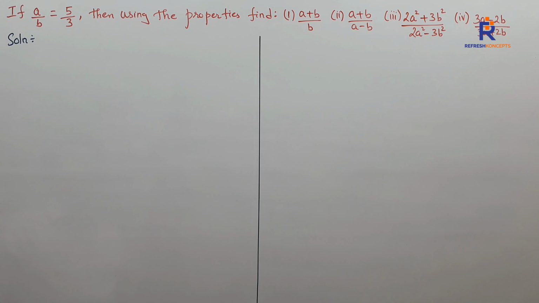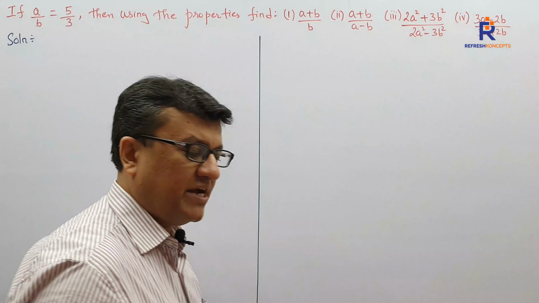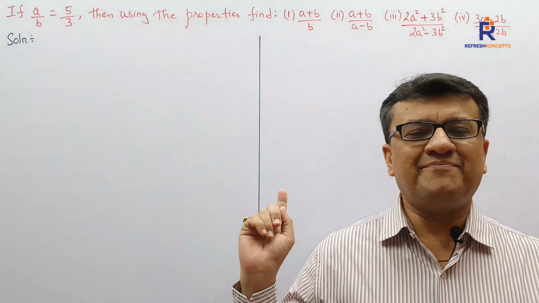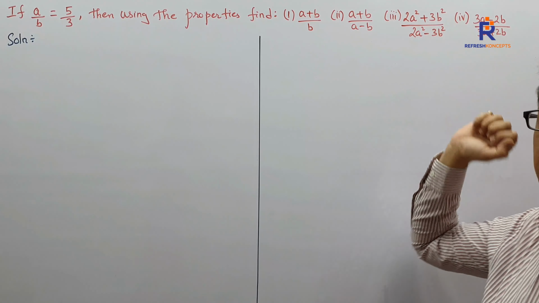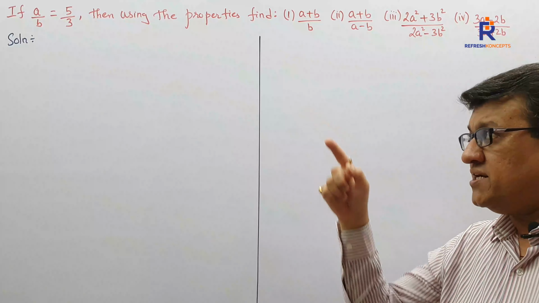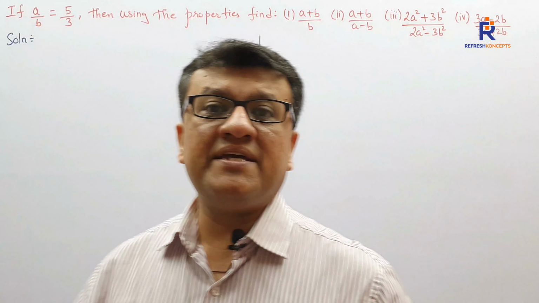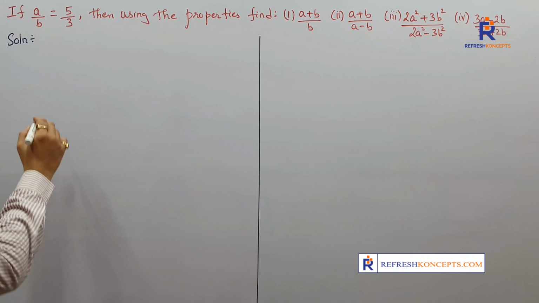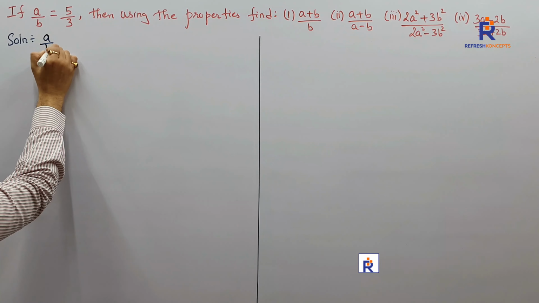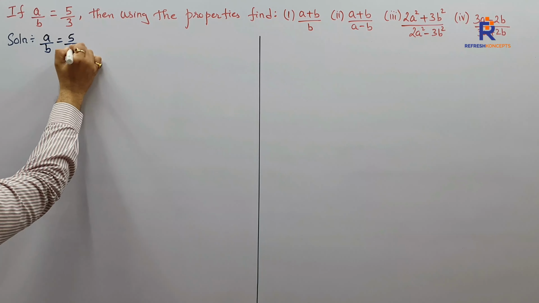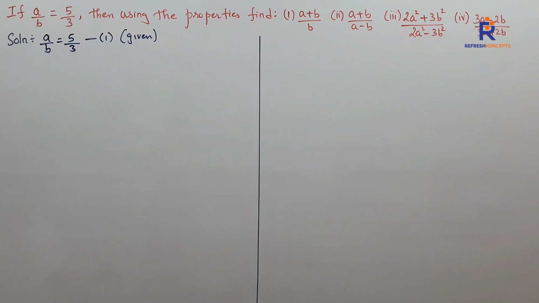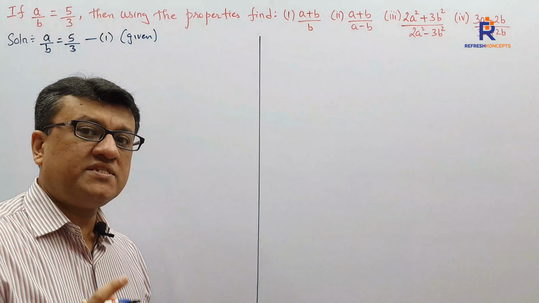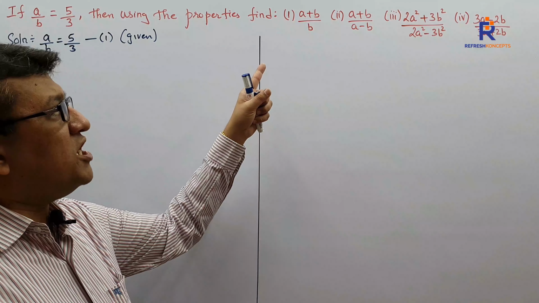Given to me that A by B is 5 by 3. So the very first thing is you should be given some kind of ratio, as it is given over here. A by B is 5 by 3. In order to find out the values of these four, you have to have some ratio. That's what the question has. So let's start with that. Solution. A by B is equal to 5 by 3. This is equation number 1. This is given to me. Right? Question number 1. What is the format?